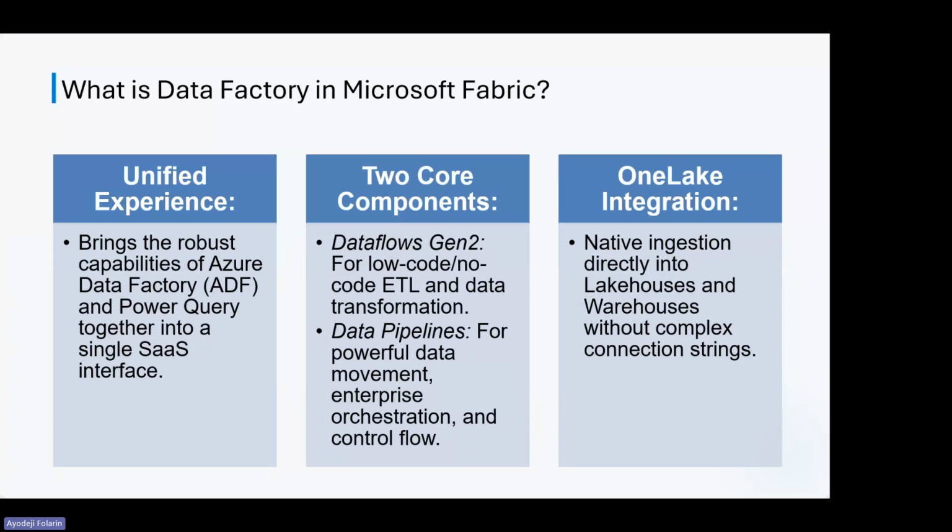And it contains two core components. One component is the Dataflow Gen2 that allows you, without writing any form of code or with a few lines of M query script code, to completely do an ETL process, that is data transformation. And number two, you can actually build a data pipeline. This is for powerful data movement, enterprise orchestration, and control flow. So those are the two core components of Data Factory.